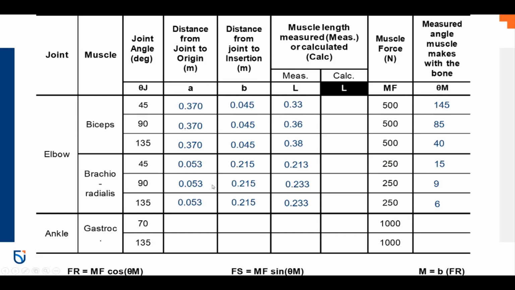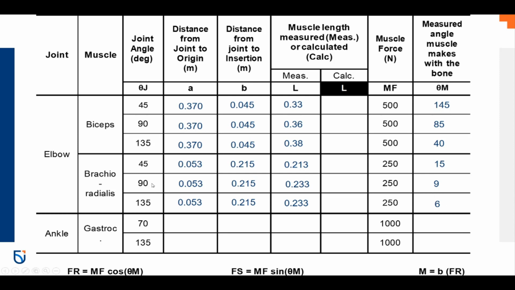So we have 5.3 centimeters, or 0.053 meters, distance from the joint to the origin. 21.5 distance from the joint to insertion, and then our muscle length changes from 21.3 to 23.3 and 23.3 again, from 45 to 90 to 135. And we got the measured angle that the muscle makes with the bone as 15, 9, and 6 degrees. So very small angles there as you get into the increased muscle lengths.